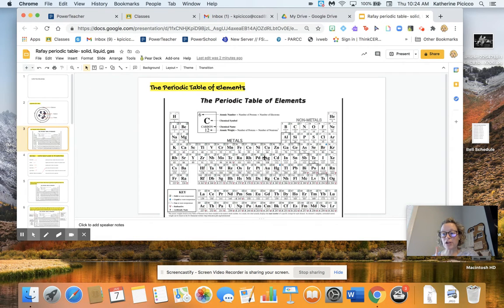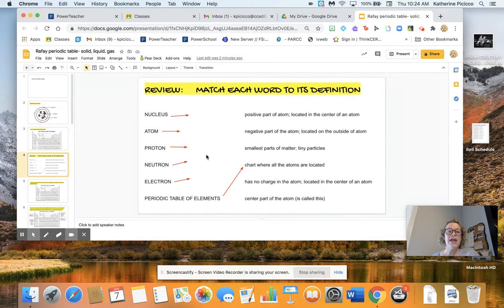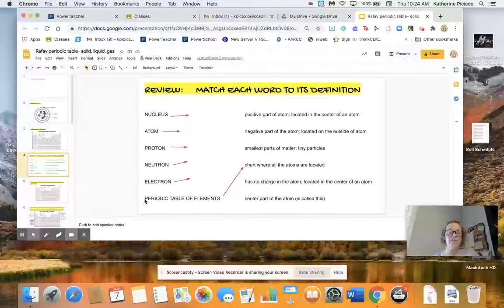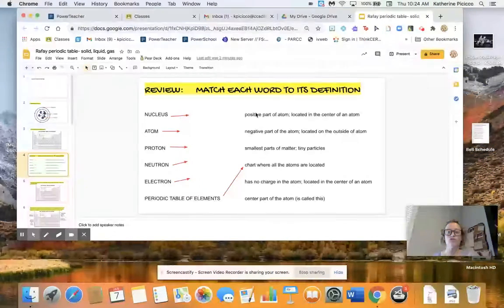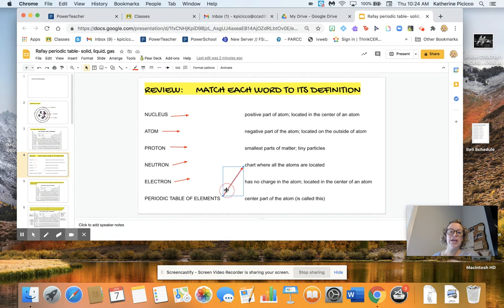So the first thing I want you to do to help you review is to go to this next slide. I've already done an example for you. It says periodic table of elements. I want you to read these descriptions and then click on the arrow and match it and pull it to whichever one it fits with. I'm going to click on the dot and pull it to whichever one it goes with. So I gave you this example.